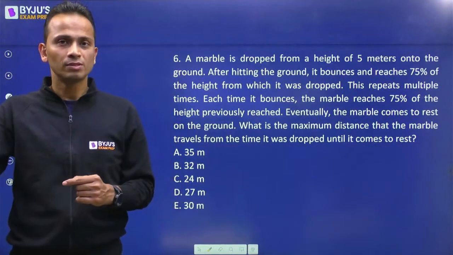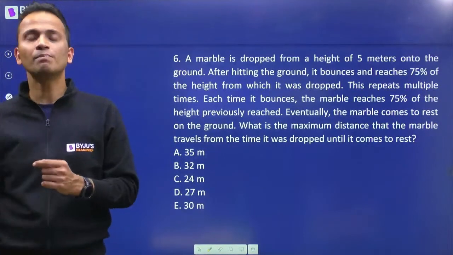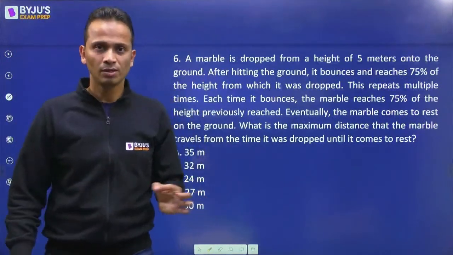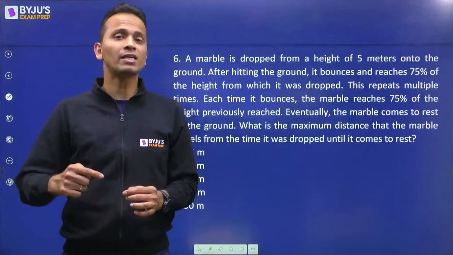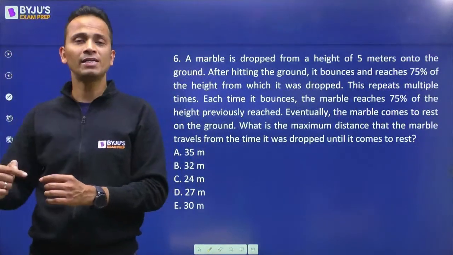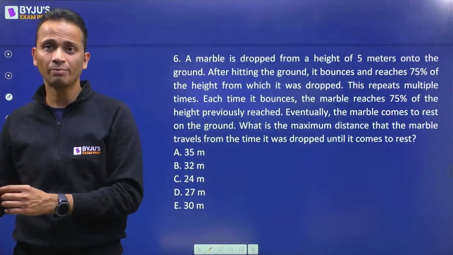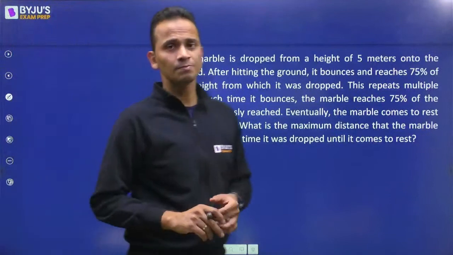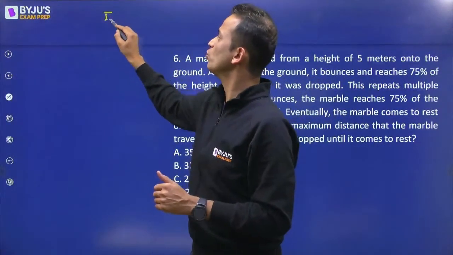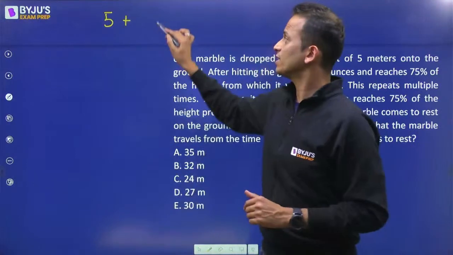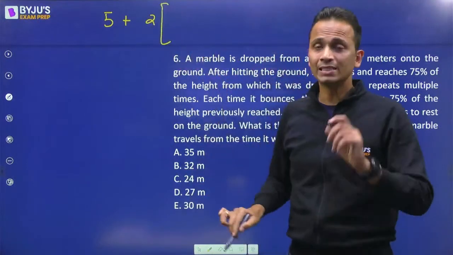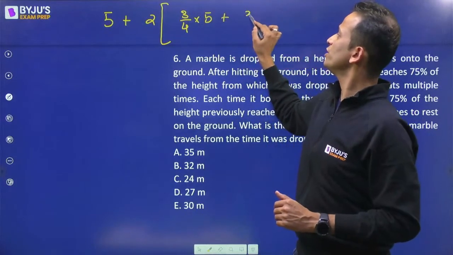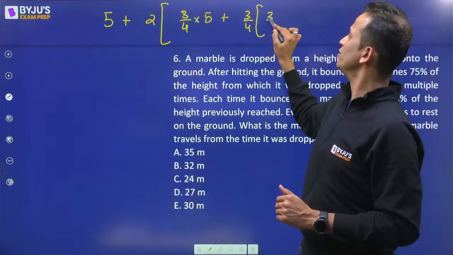Then it will go up by 3/4 of the previous value and come down by the same distance, right? So only the first time it will come down. Otherwise, after that, it will go up and come down by the same distance. Then it will go up and down by the same distance, and so on. So the remaining distances will be doubled, right? So the first distance that it will come downwards is 5. Then after that, every distance will be doubled, and that distance will be 3/4 of the previous value.